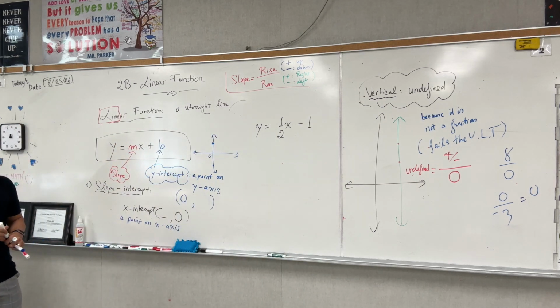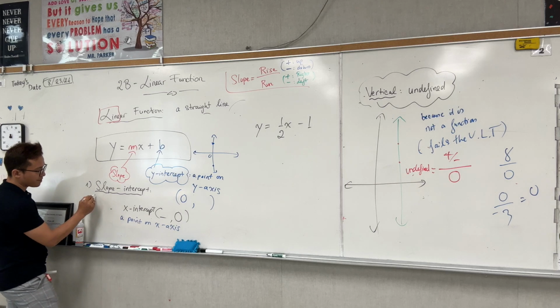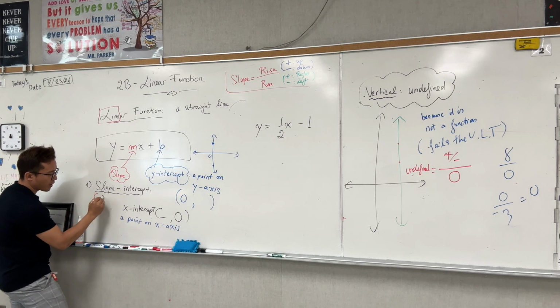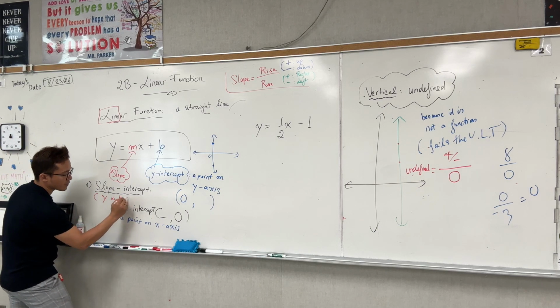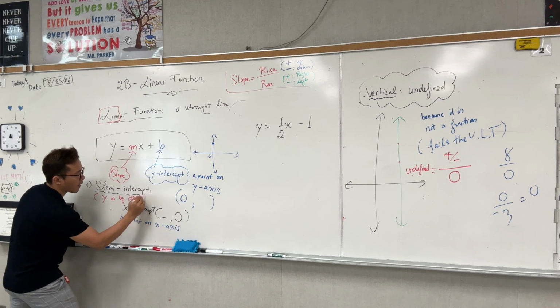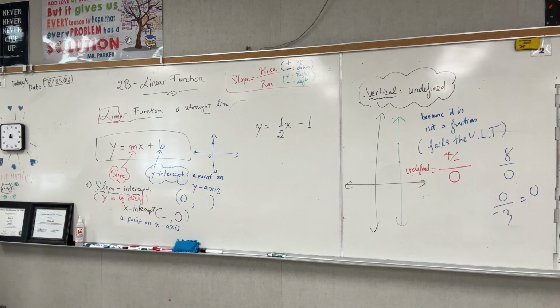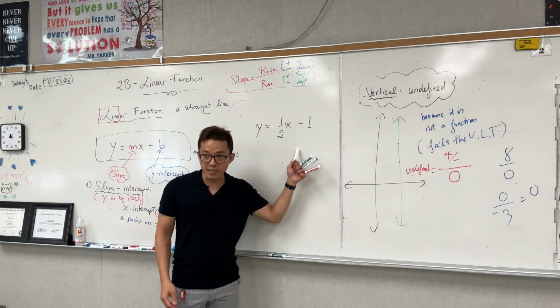So slope intercept form is when you have y by itself. Maybe you can write a little bit lower than slope intercept. Y is by itself. So that's good? Now there are actually two forms of the linear function. This is slope intercept form.